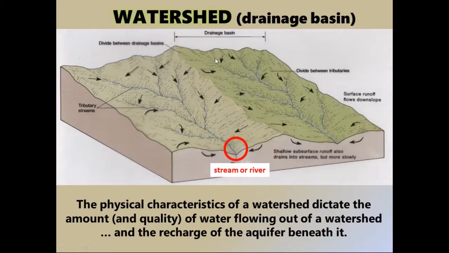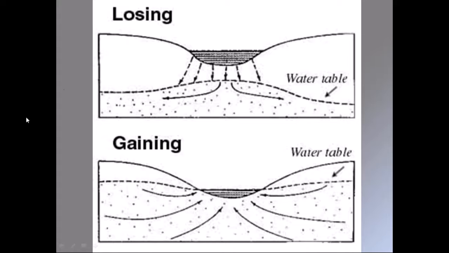Let's leave our discussion on watersheds and focus now on rivers or streams. And rivers and streams can be classified a couple of different ways. We can have rivers or streams that are called losing or that are gaining, and the difference between the two is shown in these diagrams.